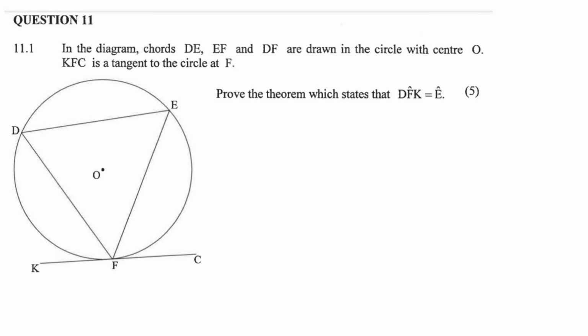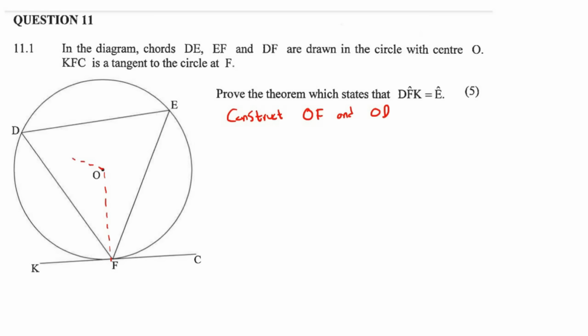In this question, we need to do a proof. So it says, prove the theorem which states that angle DFK is equal to angle E. So DFK, that's this one, and angle E. Okay, so this is the tan chord theorem proof. It's very straightforward. What we're going to do is construct two lines quickly. So we're going to construct the line OF, and we will also construct OD.